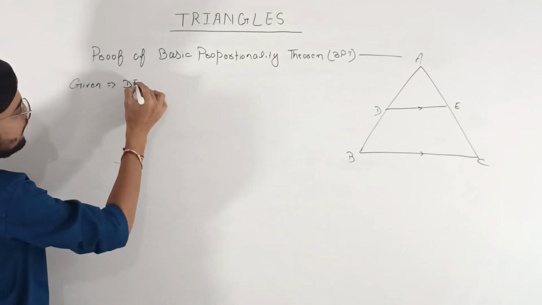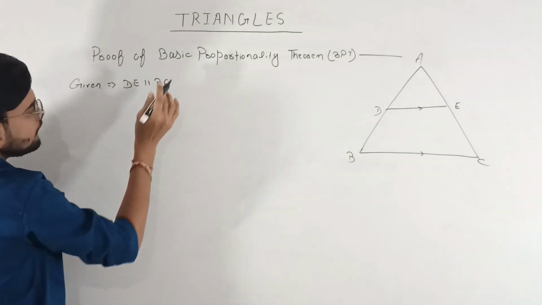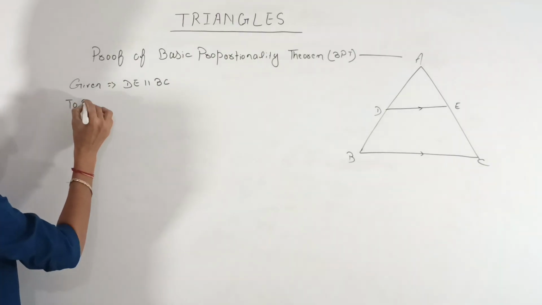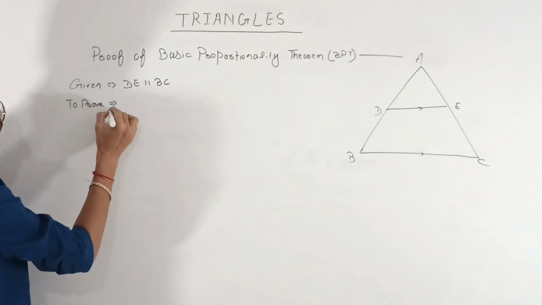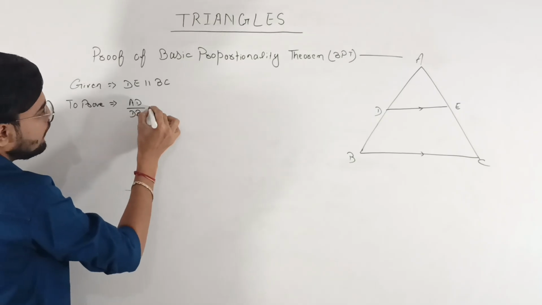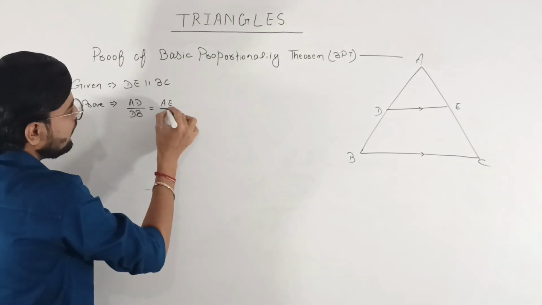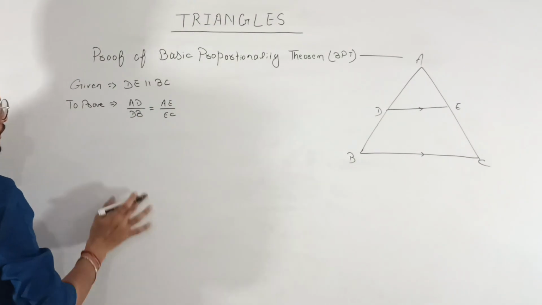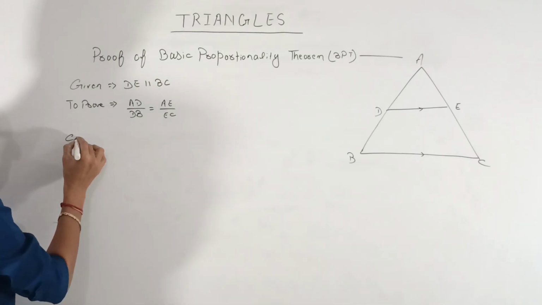Given is DE parallel to BC. Okay, and what we have to prove? To prove AD upon DB is equal to AE upon EC. Now for this proof we have to do some construction.